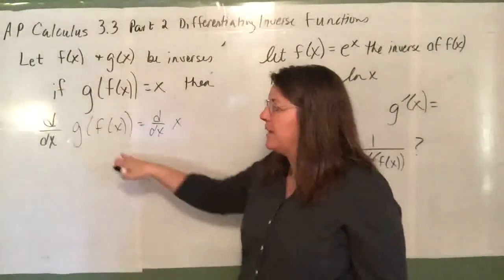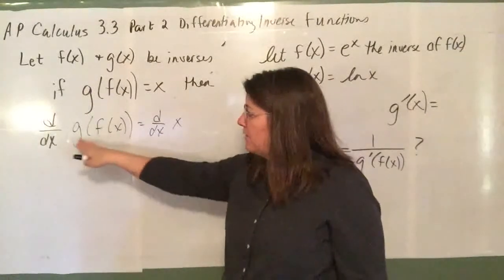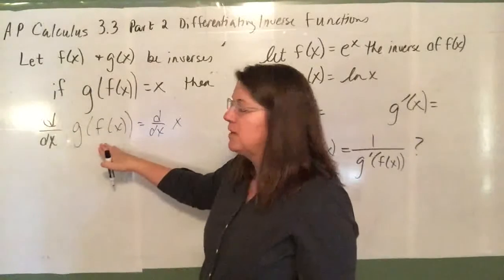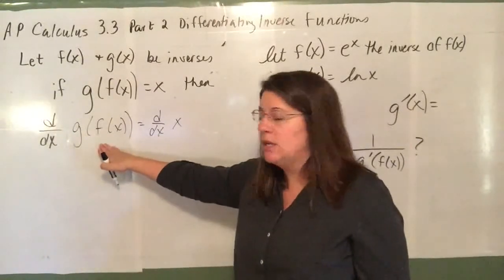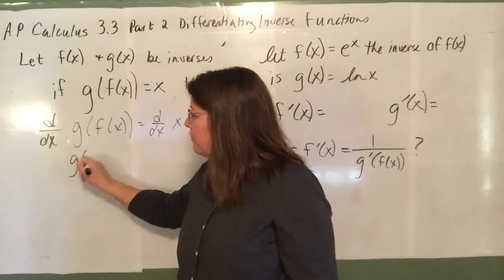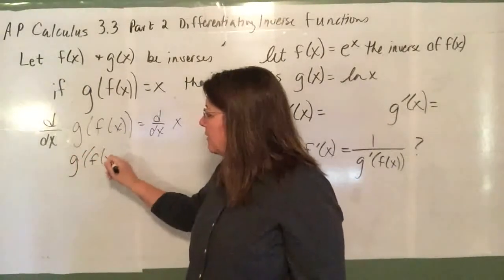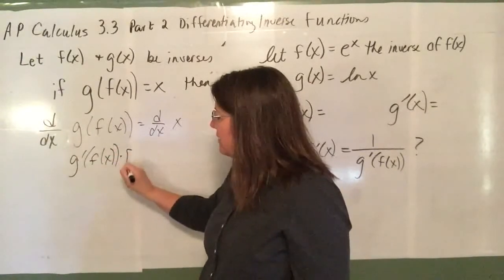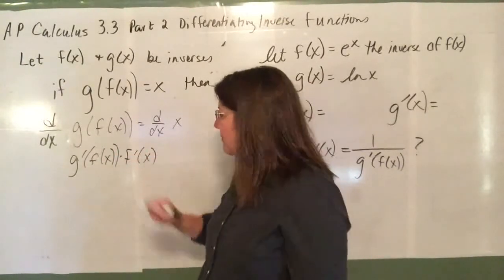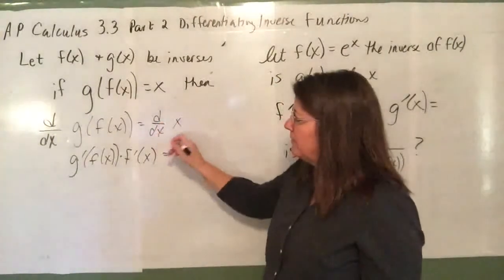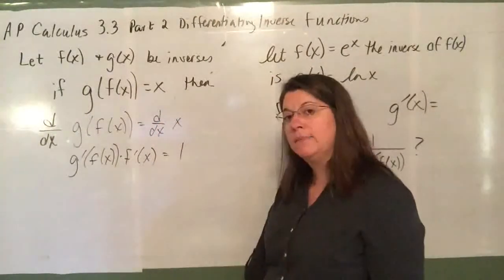Well, since this is an application of the chain rule, you have a function within a function. When we learned the chain rule, we learned that when we take the derivative of a function within a function, we take the derivative of the outside function first, so that's g prime of f of x, and then we multiply that times the derivative of the inside function, that's f prime of x. And then on the other side, if we take the derivative of x, we just have 1.